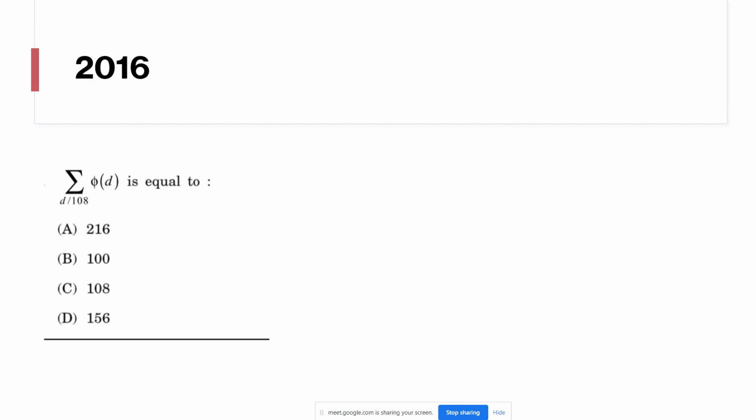But for now, I will just give the result. This result is: summation of phi d, where d divides n, the answer is always equal to n. And this result could be proved in multiple ways. One of the proofs that I have is I use factorization of x raised to n minus 1 into irreducible factors. So it is some kind of algebra and number theory that I use to prove this.